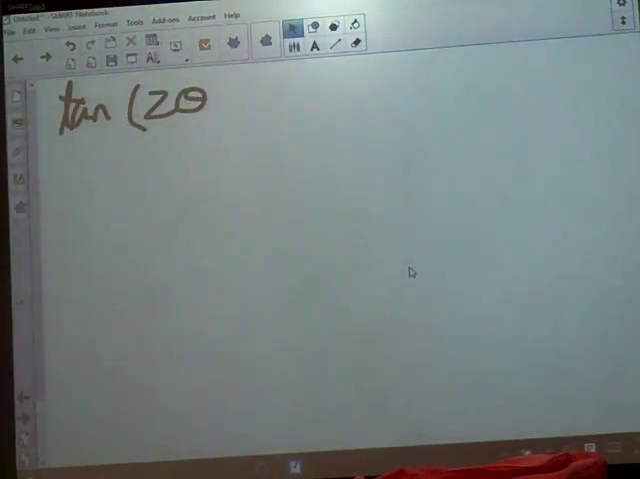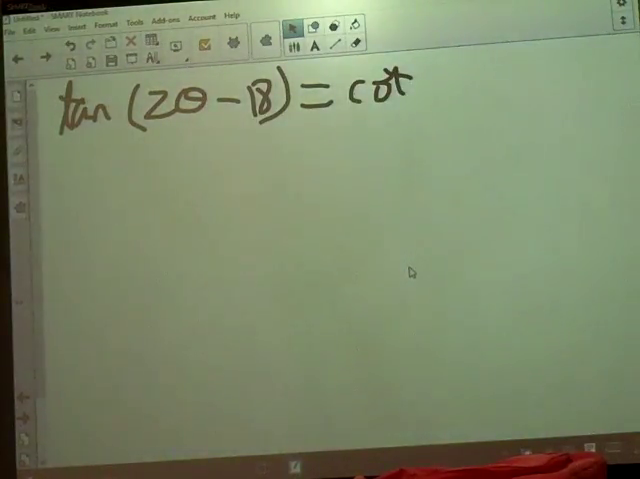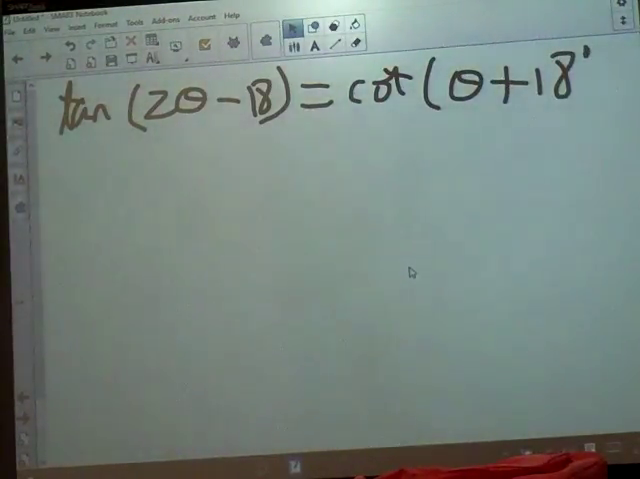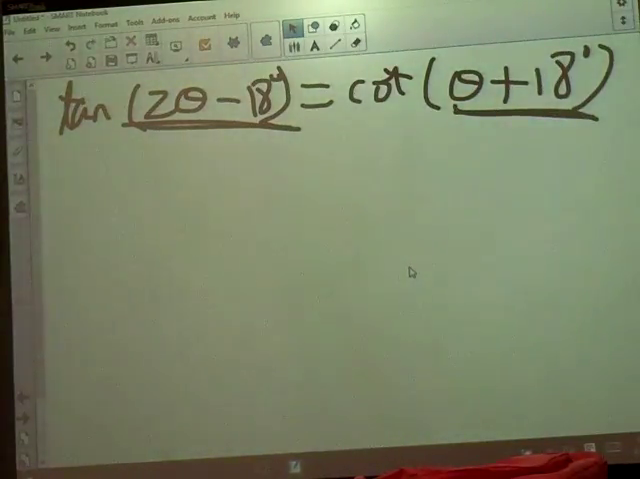Here I've got tangent of 2 theta minus 18 is equal to the cotangent of theta plus 18. And both those 18s have degrees on them. All right, so you need to check and make sure that this is doable with your cofunction identities. Do tangent and cotangent go together? There, we wrote those on the same. Good, so it's good to go. We just have to take this stuff, add them, and set them equal to 90.